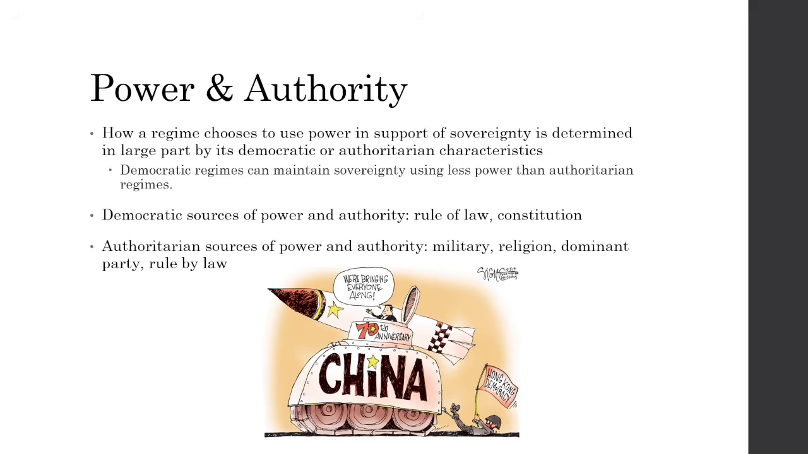Now, in authoritarian regimes, their sources of power come from the military. That's pretty prominent. Religion, if they're a theocracy like Iran, a dominant party like in China, and rule by law. As we discussed earlier, that's kind of the opposite of rule of law, and that's where typically the government or the military are above the law. They're not held to the same standards, and they're treated unfairly compared to average citizens. Maybe they're not being prosecuted, or if they are, their punishment isn't as severe as it would have been for a regular citizen.